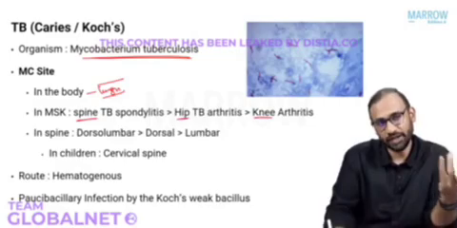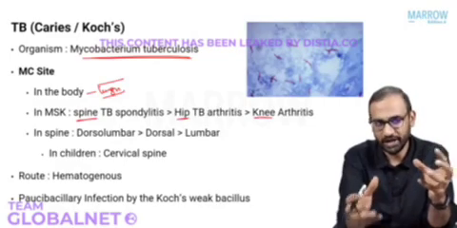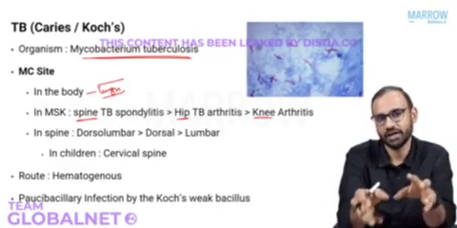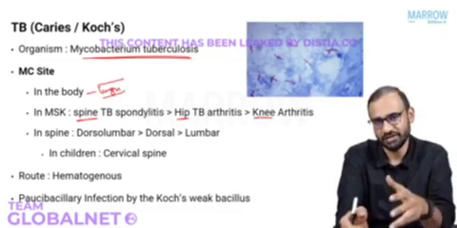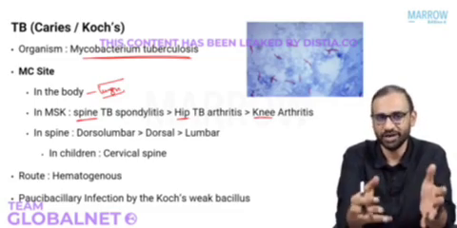TB in the spine, we call it TB spondylitis. And TB in the joints, we call TB arthritis. So TB hip is hip arthritis. A TB knee is knee arthritis. TB spine is TB spondylitis. Simple.